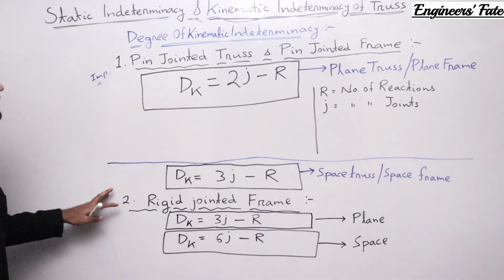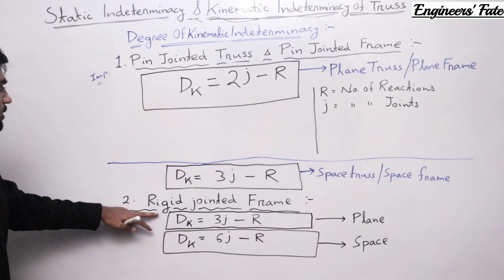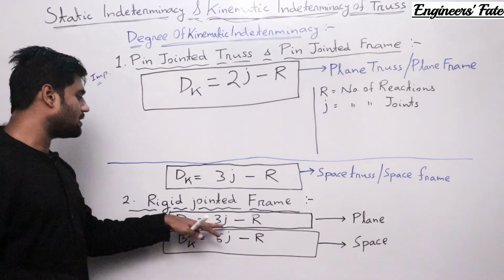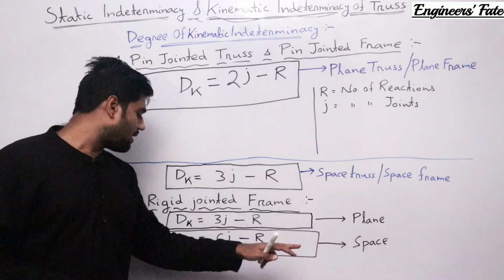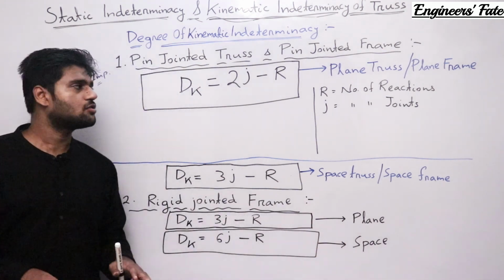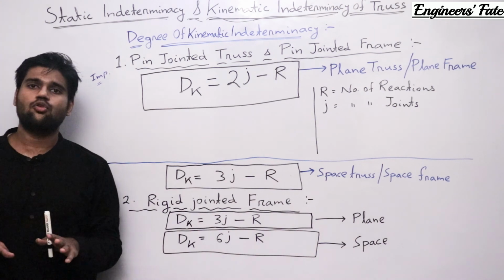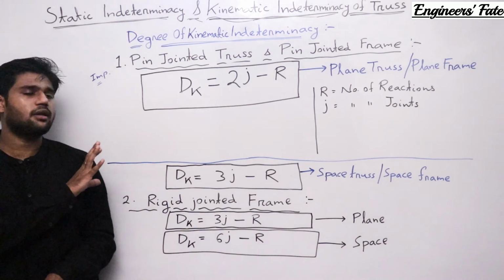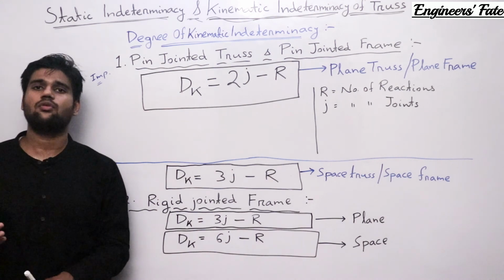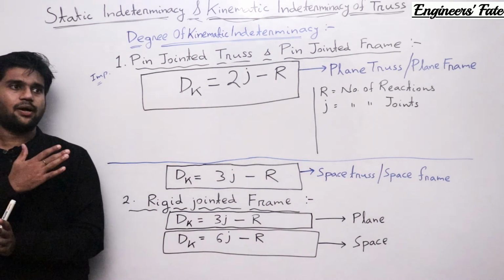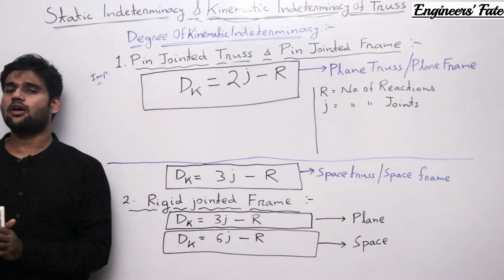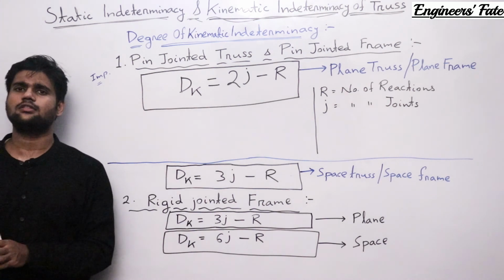So let's find degree of kinematic indeterminacy for rigid jointed frame. So here dk equal to 3j minus r, this is for plane, and dk equal to 6j minus r, this is for space. So nothing to worry about. You have to just remember these values, and we'll use these values while solving a question. But you have to remember this very important thing. So note down this thing, then we'll discuss the stability.